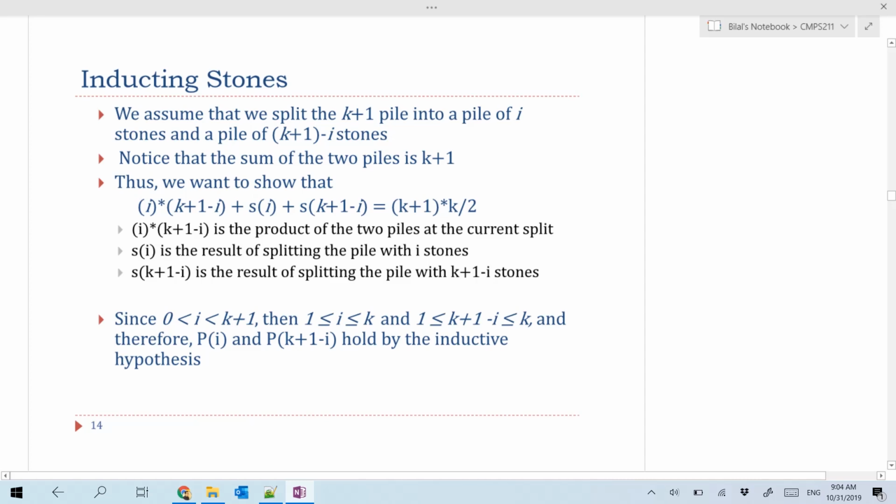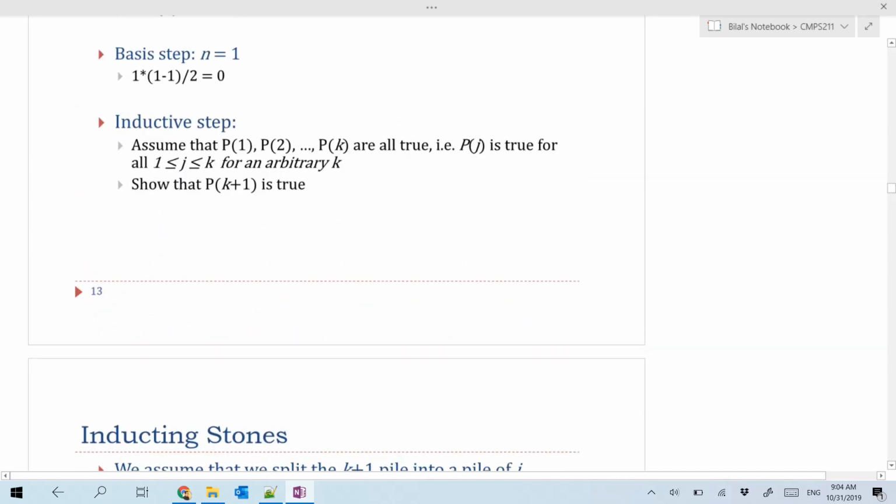For all the j's actually, in the assumption, we're assuming that P of 1 to j, up to k, is true. It means it's true for all the j's that are between 1 and k.